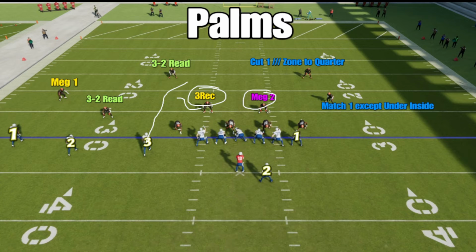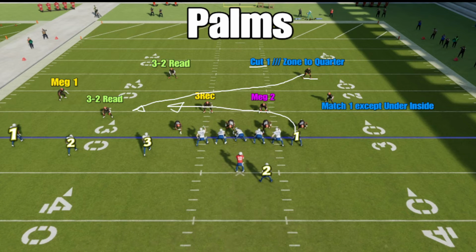This guy's a Meg 2. Okay, so he mans up the number 2 if he goes on a route to this side. So what I've noticed with palms, where it changes, is this right here. So this guy will cut 1 or zone to quarter. So this is first in the process. If 1 goes underneath, then he's playing that same cut technique.